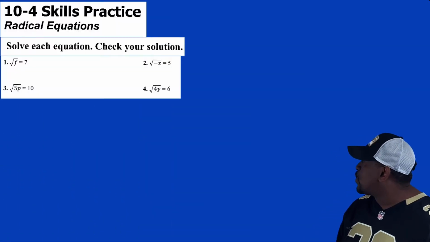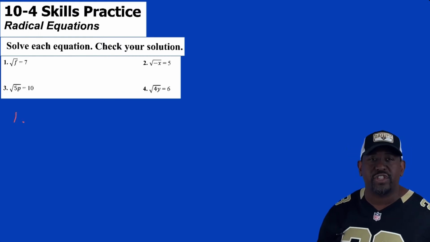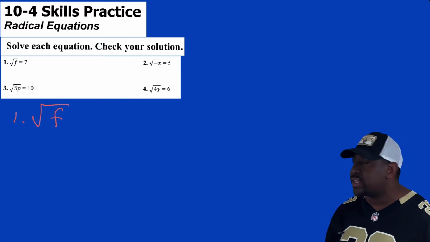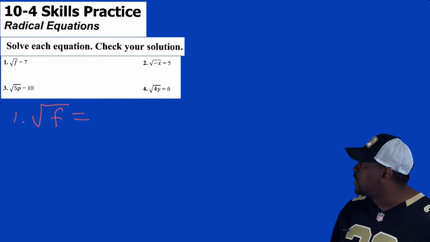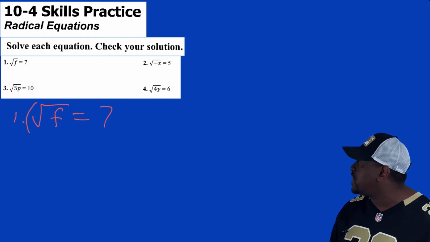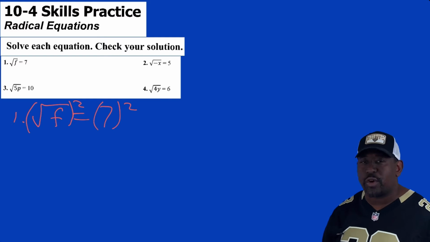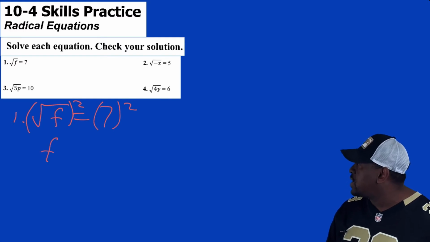So the first group of problems, we're solving simple radical equations. It says check your solution. Very important in this concept, we check solutions. We'll go over what that means. So the first problem, we have the square root of f equals 7. The inverse of square root is squared. So in order to get rid of the square root, we square both sides.